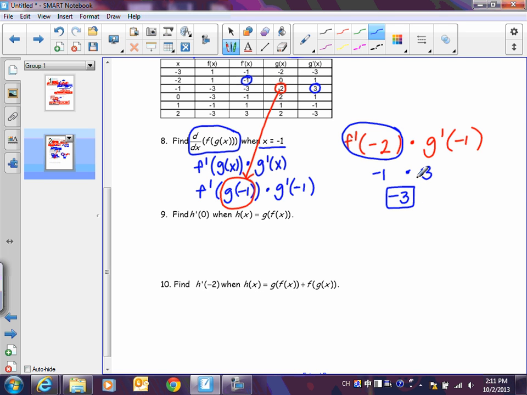You had one on your test that was a quotient rule problem. This is a chain rule problem. But it's still using the table in the same way. You've got to do the math first, then you look it up in the table and do the numbers.